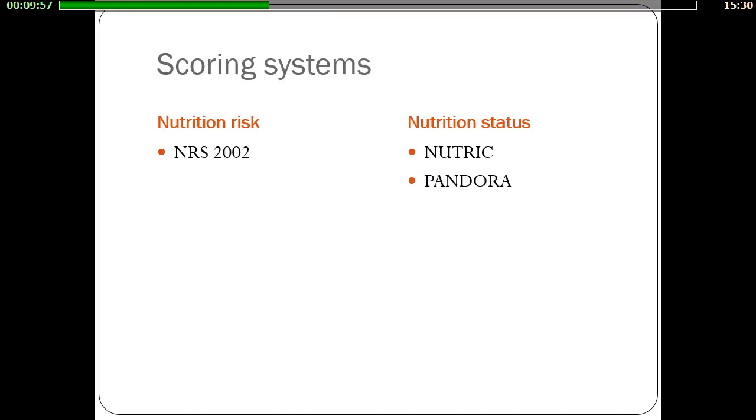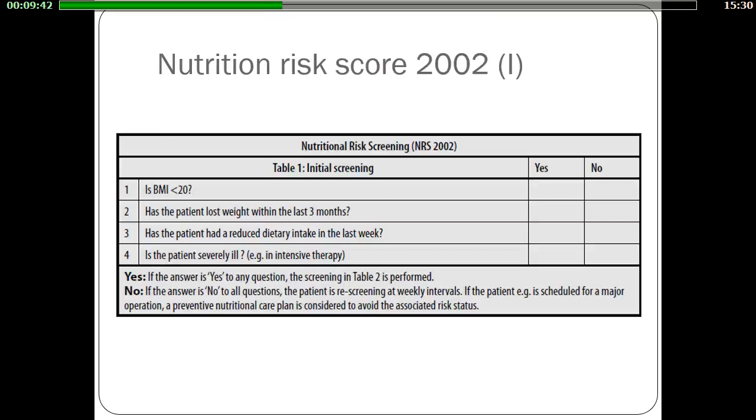So we have the nutrition risk score, NRS 2002, and Nutric and Pandora, which are two. I will just allude to these three scores. So a nutrition risk and a nutritional status score. Nutritional risk score is very simple. Is BMI below 20? Has the patient lost weight within the last 3 months? Is there a reduced dietary intake? Is the patient severely ill?